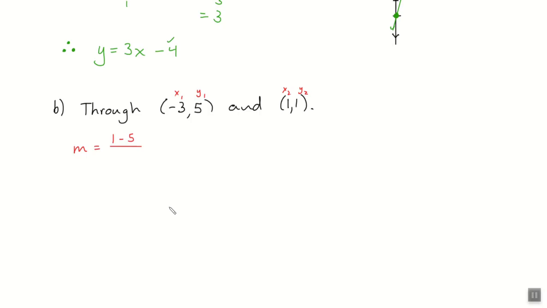What has to go in the denominator? 1 minus what? -3. So it's a plus, right? Okay, so let's see. I get -4 over 4, and that's -1. Okay, I got the slope. I'm feeling good about that.